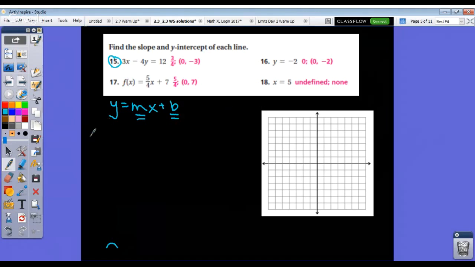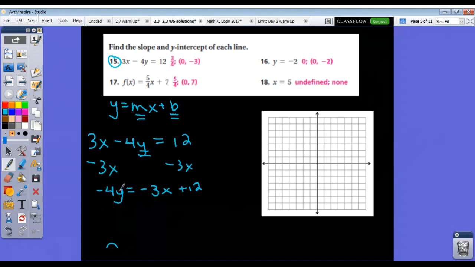So if you look at what we're given, 3x minus 4y is equal to 12. The goal is to try to isolate the y. So I'm going to take this 3x and subtract it from both sides. And I'm left with negative 4y is equal to negative 3x plus 12. I then have this negative 4 times y, so I'm going to divide by negative 4. And if I divide one thing by negative 4, I have to divide everything by negative 4.